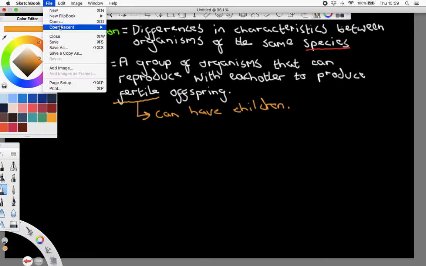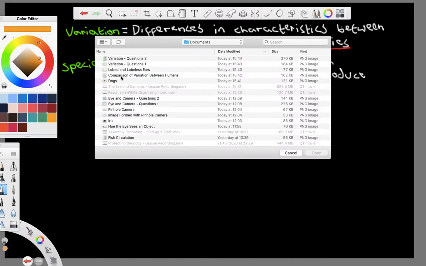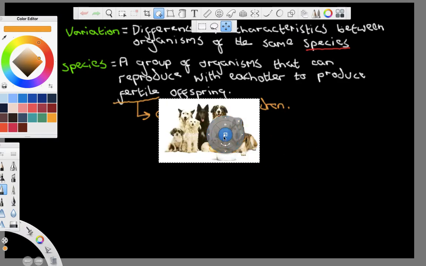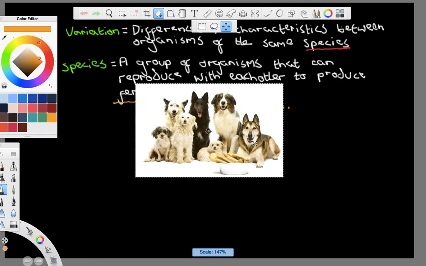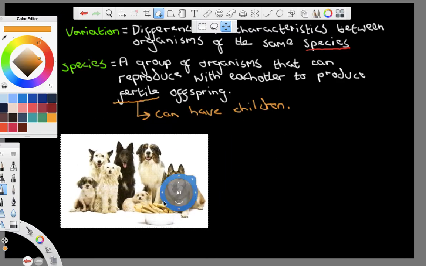A good way of showing this is by using the image on the PowerPoint or the lesson presentation, a picture of dogs. Dogs, believe it or not, are all the same species. They are all able to reproduce with each other, and they're all able to produce fertile offspring. So this husky here could reproduce with this dog here, this Alsatian could reproduce with this one, because they are the same species. But they look so different because there is a lot of variation between them.